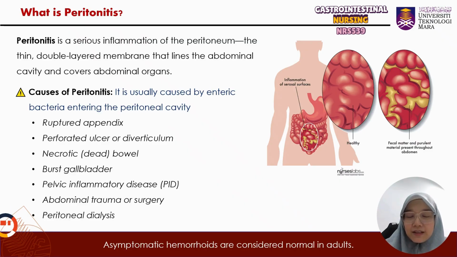It is a serious inflammation of the peritoneum, which is the thin double-layered membrane that lines the abdominal cavity and covers the abdominal organs. What is the cause of peritonitis? Usually by entry of bacteria entering the peritoneal cavity, by ruptured appendix, perforated ulcer or diverticulum, necrotic bowel, burst gallbladder, or maybe from pelvic inflammatory disease, or abdominal trauma or surgery, and also can be caused by peritoneal dialysis.